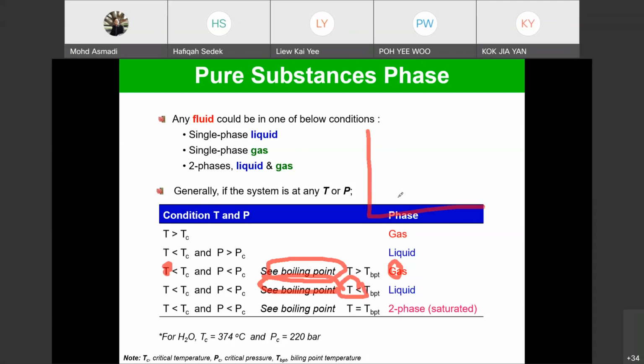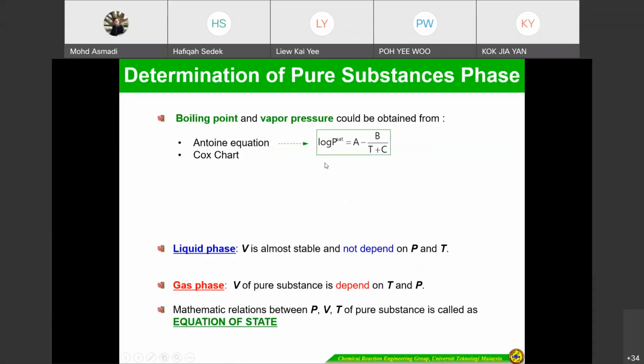Okay, because if you remember, you can bring it here and there, at different temperature and different pressure lah. And T below Tc, P below Pc is going to be two-phase liquid if the temperature is similar to the boiling point temperature. Okay, faham ya? This information is only for H2O, where Tc is 374 and Pc is 220 bar lah. So you have to remember.